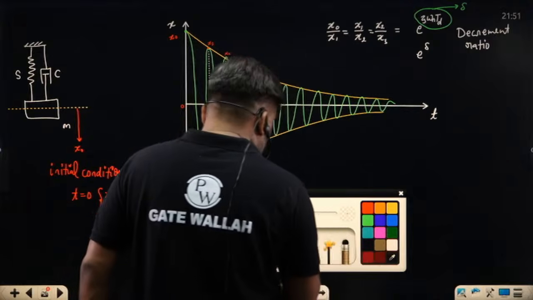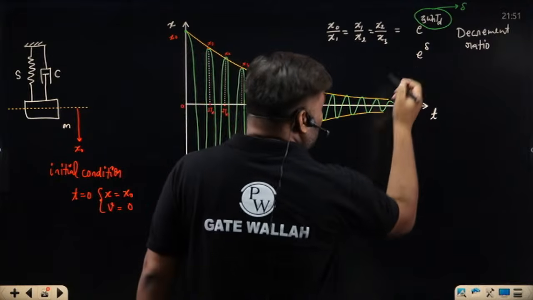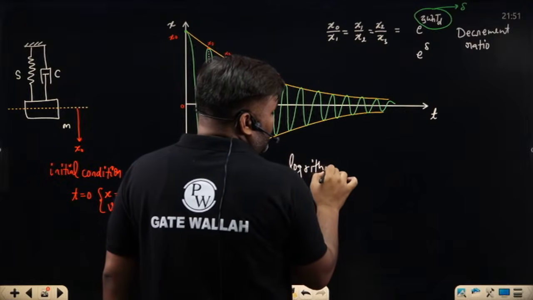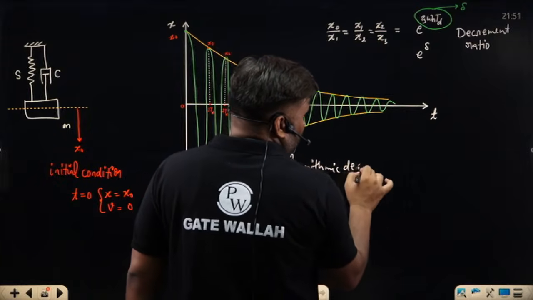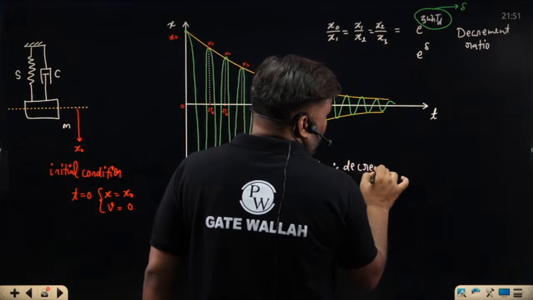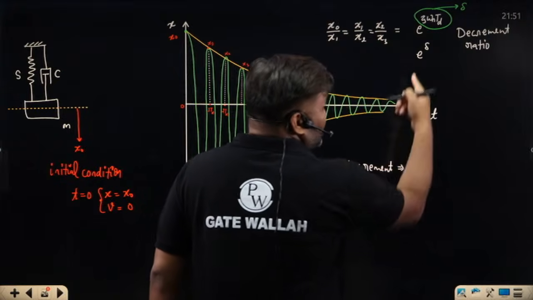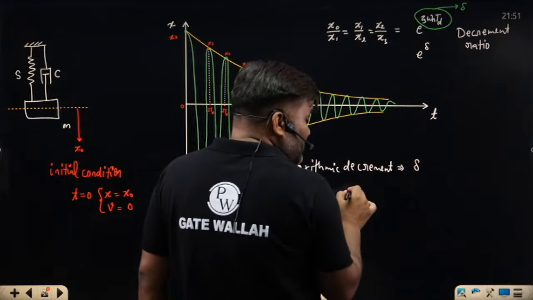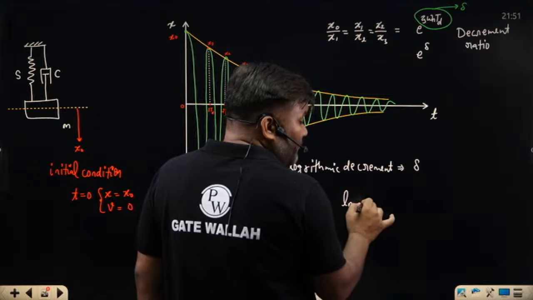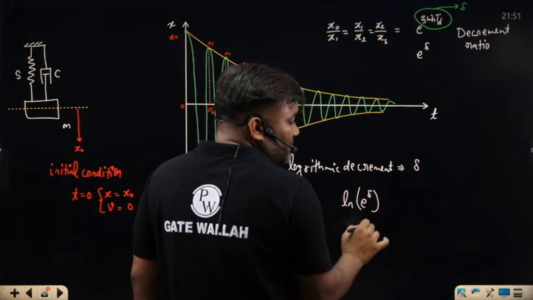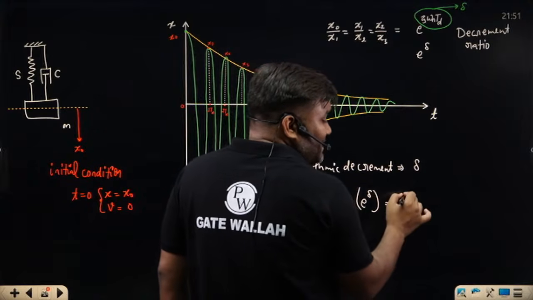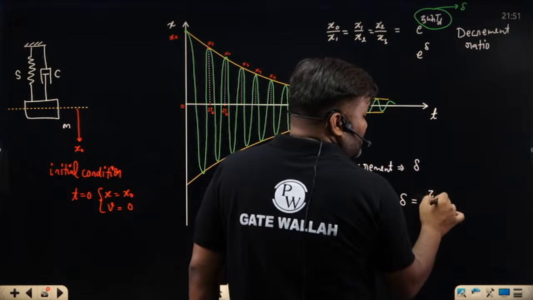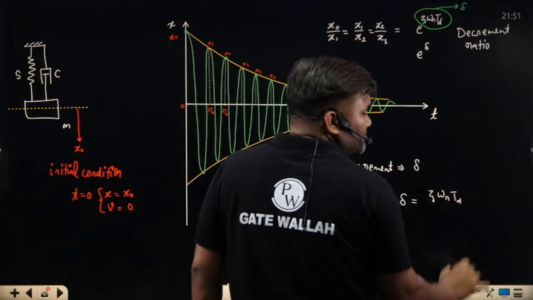Sometimes they ask, tell me what is the value of logarithmic decrement. What is the meaning of logarithmic decrement? Sir, this delta value is called the logarithmic decrement. How do we get this delta value? Sir, log of decrement ratio. Natural log, it is delta. And what is the delta value? Sir, delta value is zeta omega n Td.